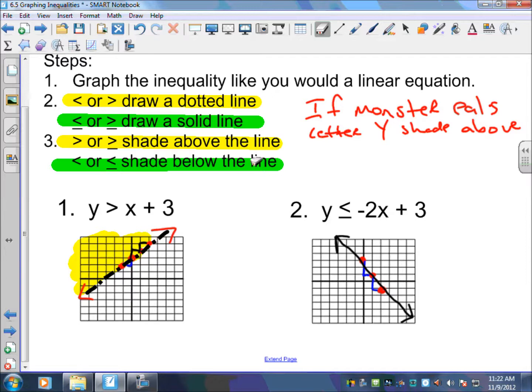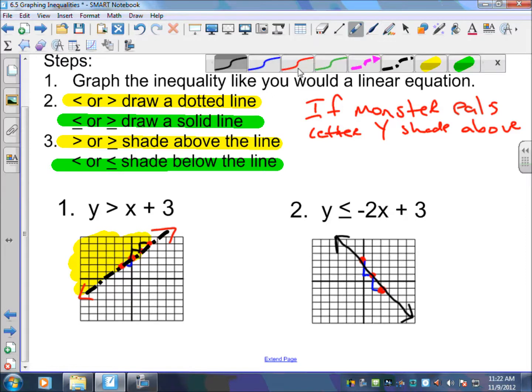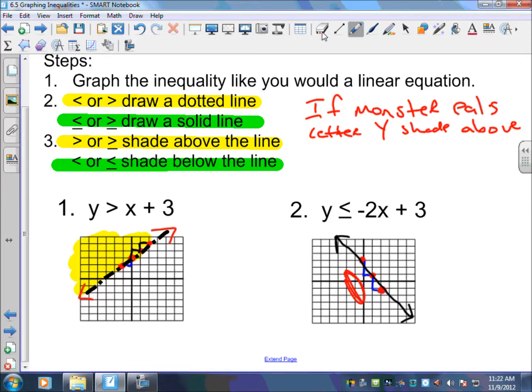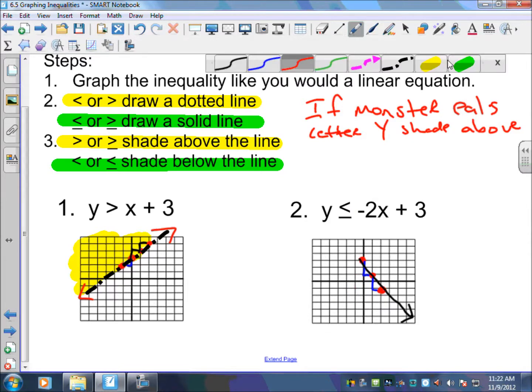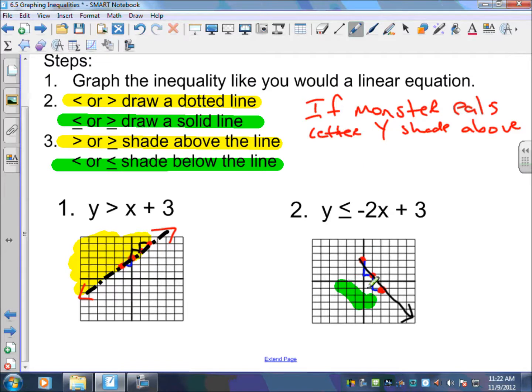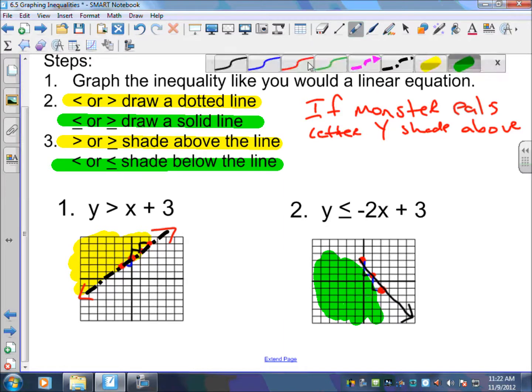Well, if it's a less than sign, you shade below. This is a less than sign, so, oops, I don't want to shade with that. I want to use a highlighter. This is a less than sign, so I'm going to shade below my line. Don't worry about shading it all in. You can just do this. That's fine.